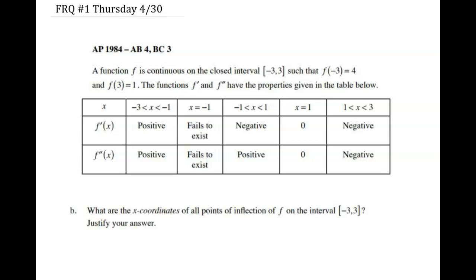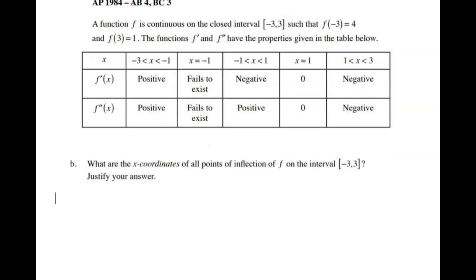Part B, x-coordinates of all points of inflection. Points of inflection occur where the second derivative changes sign. So we're really only looking here. Let's see, it's positive, not existing, still positive, 0, negative. So it looks like this is the only spot where f double prime changes signs. It goes from positive to negative.